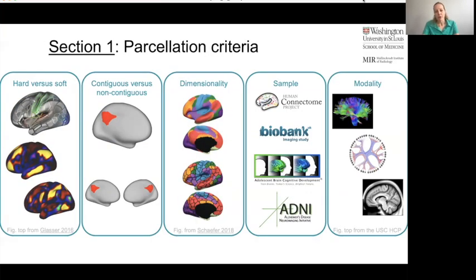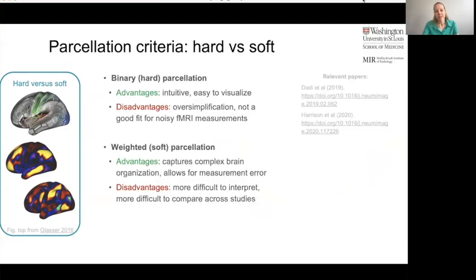This is an overview of the whole section, and in the next few slides, I'm going to delve into each of these different considerations for node definition in a little bit more detail. The first consideration when thinking about defining nodes is whether you want a hard or a soft parcellation. A hard parcellation, also known as a binary parcellation, essentially assigns either a 0 or a 1 for any single voxel or vertex for any single node.